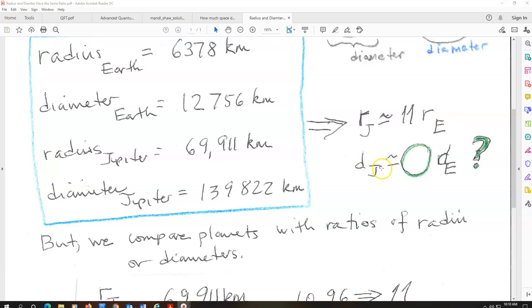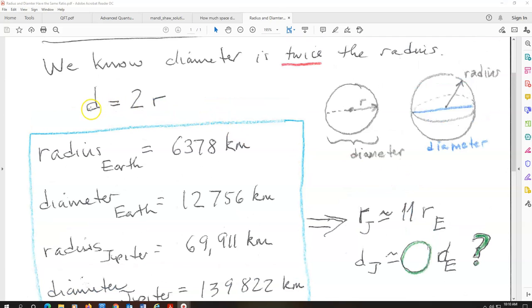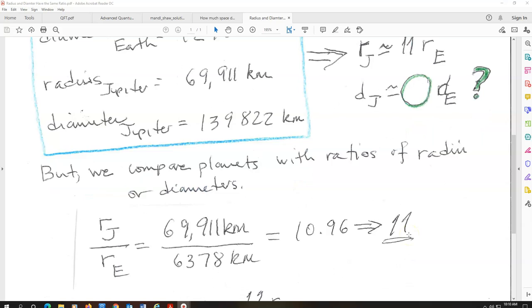Now, what about the diameter? What about the diameter of Jupiter compared to the diameter of Earth? A lot of students are tempted to say, well, diameter is twice the radius, so if the radius is 11 times bigger, then the diameter would be 22 times bigger, right? Well, let's look into that.